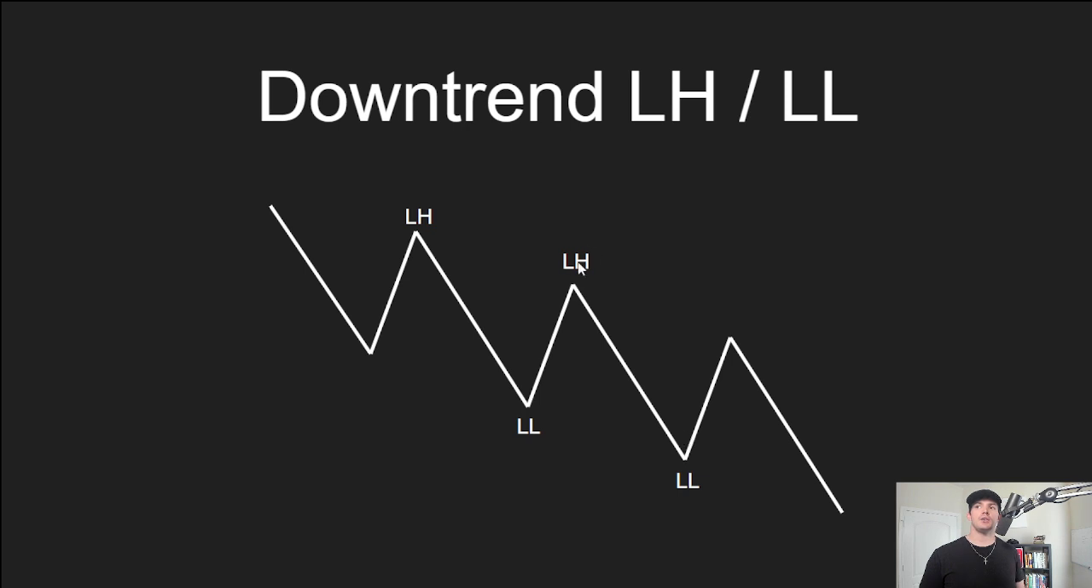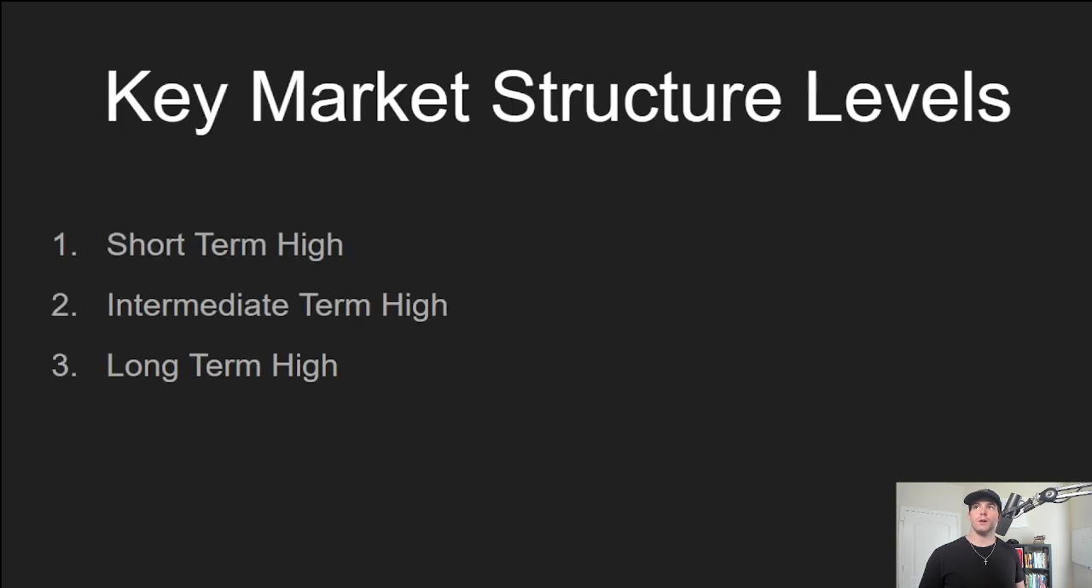Again, I want you to understand that this does not become a lower high until this lower low is broken. Once that low is broken, we can now confirm this as a lower high. So our key market structure levels, we're going to have a short-term high, an intermediate-term high, and a long-term high.